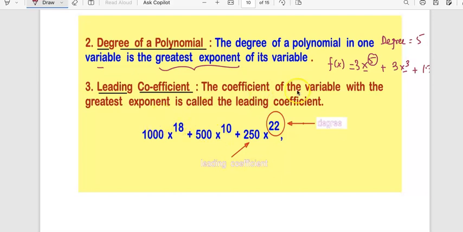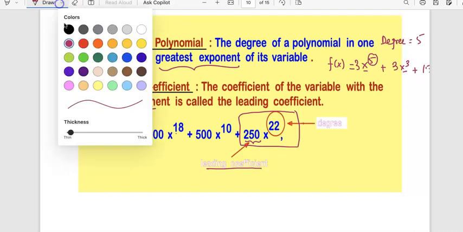What about the leading coefficient? The coefficient of the variable with the greatest exponent is called the leading coefficient. Now in this question I have written it in a different way, not in standard form. How do you find the leading coefficient? First of all, you find the greatest exponent, which means the degree. The degree is the highest power of x. That's the highest value, and you take this term over here. What is the coefficient in front of this? That's your 250. This is called the leading coefficient.